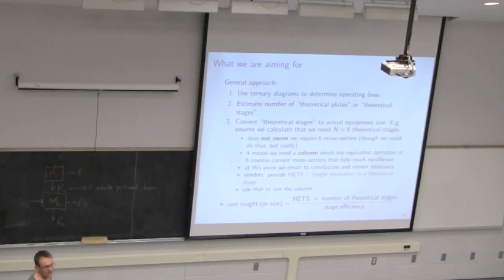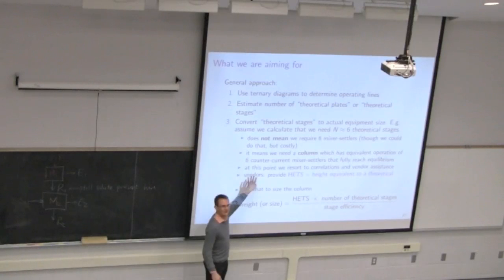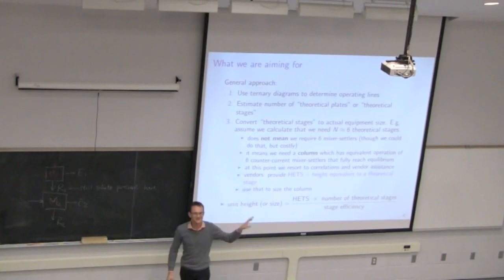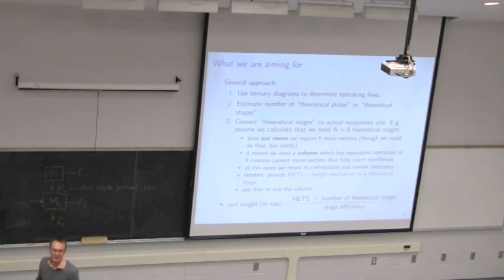But those theoretical stages, we need to convert into an actual distillation column, or an actual solvent extraction column at the end. So the way we do it is quite straightforward. We let the vendor do the work for us. Does that sound right? We let someone else do the work for us. So we figure out how many theoretical stages we need, and we go to the vendor and say, here, tell me. That's pretty much what it comes down to.